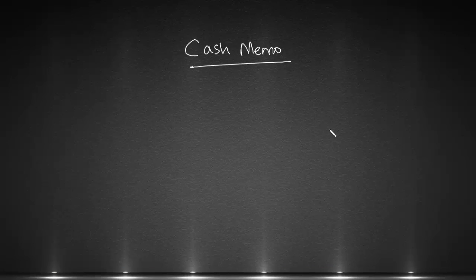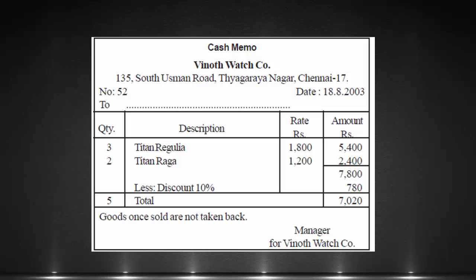In this session, let us look into some supporting or source documents. Number one, we'll see what is cash memo. So here you see on the screen a format of a cash memo. So cash memo is basically a document which is used when the trader sells the goods on cash.